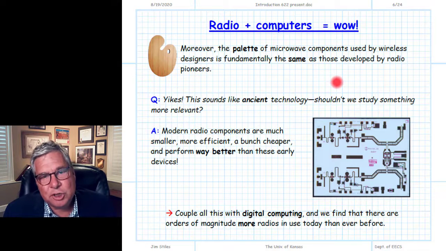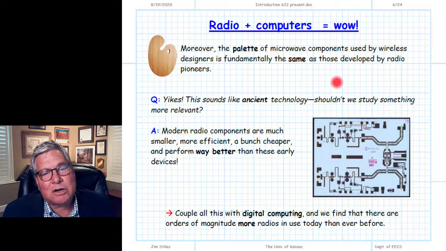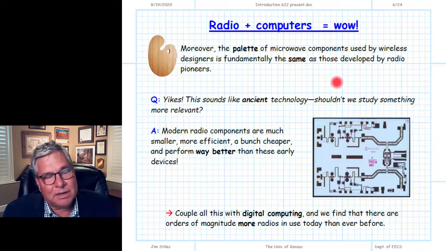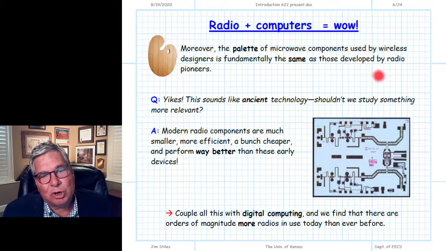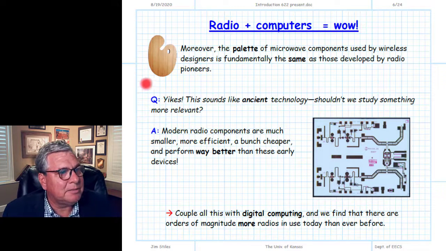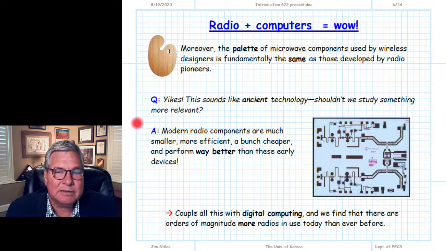In addition to the superhet, which is still the prevalent receiver architecture of radios today, we'll find that the components of the superhet are still fundamentally the same as they were in early radio of nearly 100 years ago. Now, this makes it sound like what we're going to study is going to be ancient technology, and we should be studying something that's more up to date.